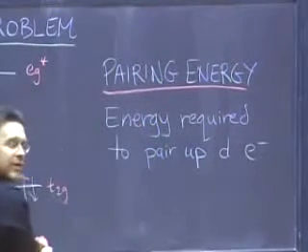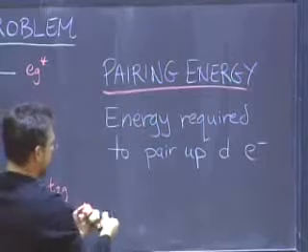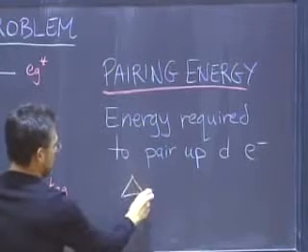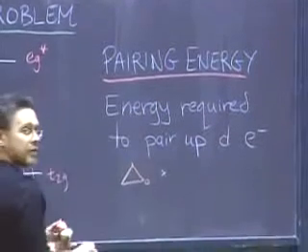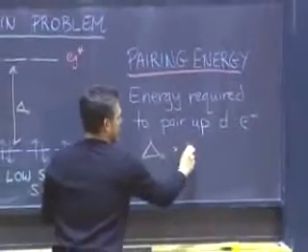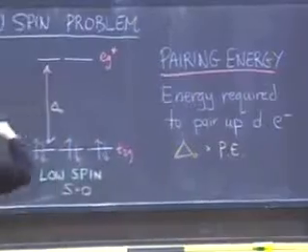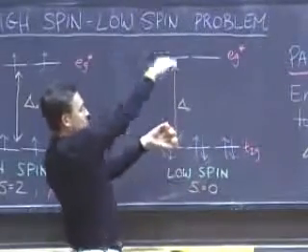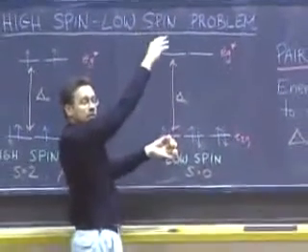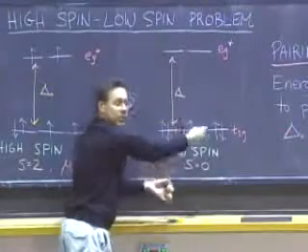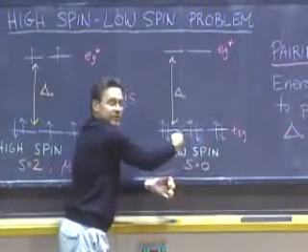So if you get to a condition where delta O is greater than this pairing energy, in other words, there's a big splitting between T2G and EG star, then the electrons will prefer to pair up down here in the T2G.